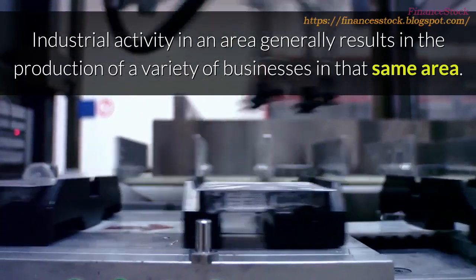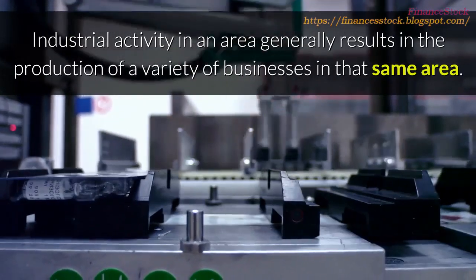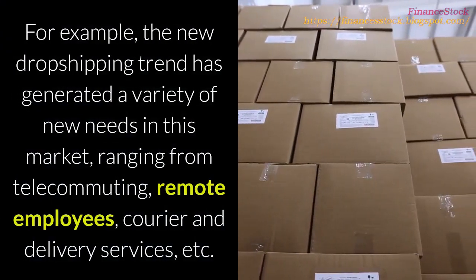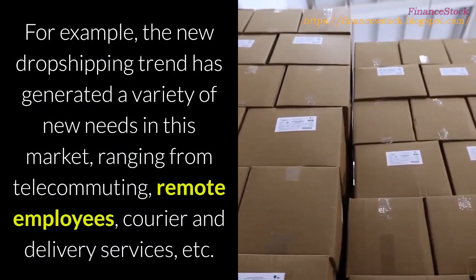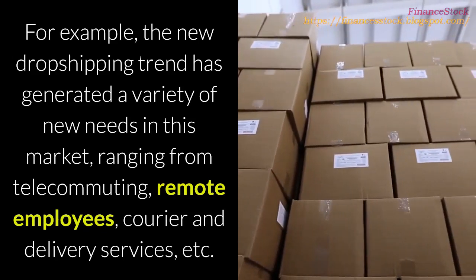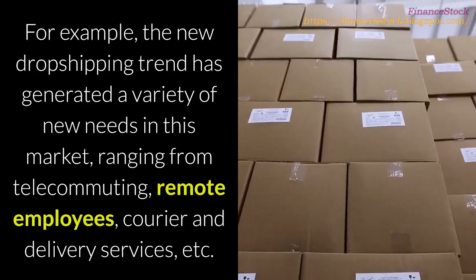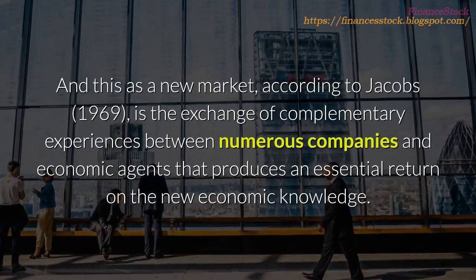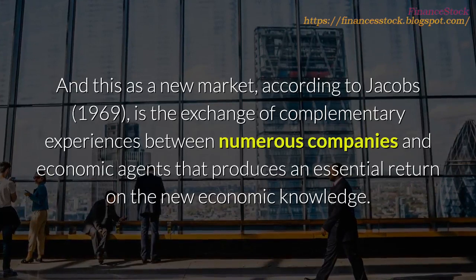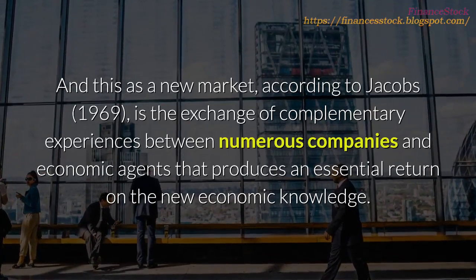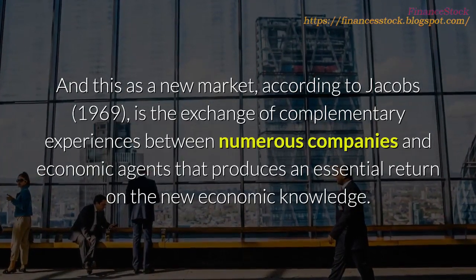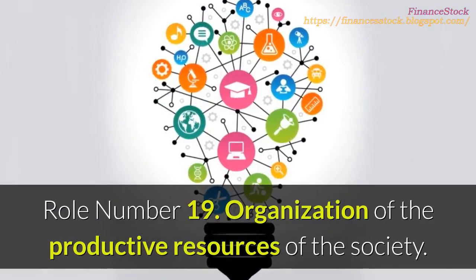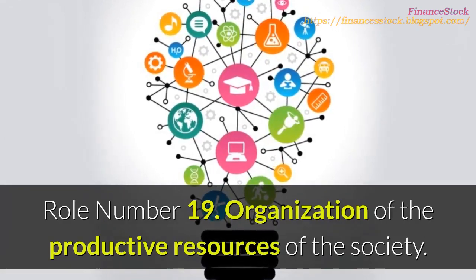Industrial activity in an area generally results in the production of a variety of businesses in that same area. For example, the new dropshipping trend has generated a variety of new needs in this market, ranging from telecommuting, remote employees, courier and delivery services, etc. And this is a new market, according to Jacobs, 1969, is the exchange of complementary experiences between numerous companies and economic agents that produces an essential return on the new economic knowledge. Role number 19. Organization of the productive resources of the society.